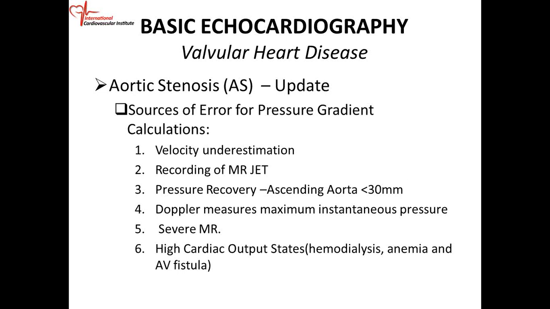All right? Another source of error is if the patient has significant mitral regurgitation. Mitral regurgitation can mix with the aortic stenotic jet and give you a falsely higher gradient than the patient actually has. Because remember, they are both systolic flow. Mitral regurgitation is a systolic flow. Aortic stenosis is systolic. So you have to know how to distinguish them.